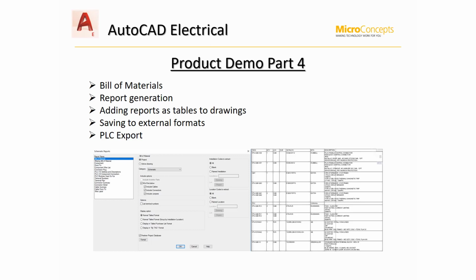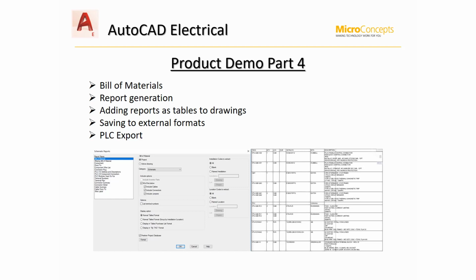So we're now on to part 4 of the product demonstration. This is going to be looking more at the reporting features that we can do inside of AutoCAD Electrical. So we're going to be having a look at our bill of materials. I can bring through quantities, product information, manufacturing information onto our bill of materials, export that out to a spreadsheet, and also how we can add it to a drawing.